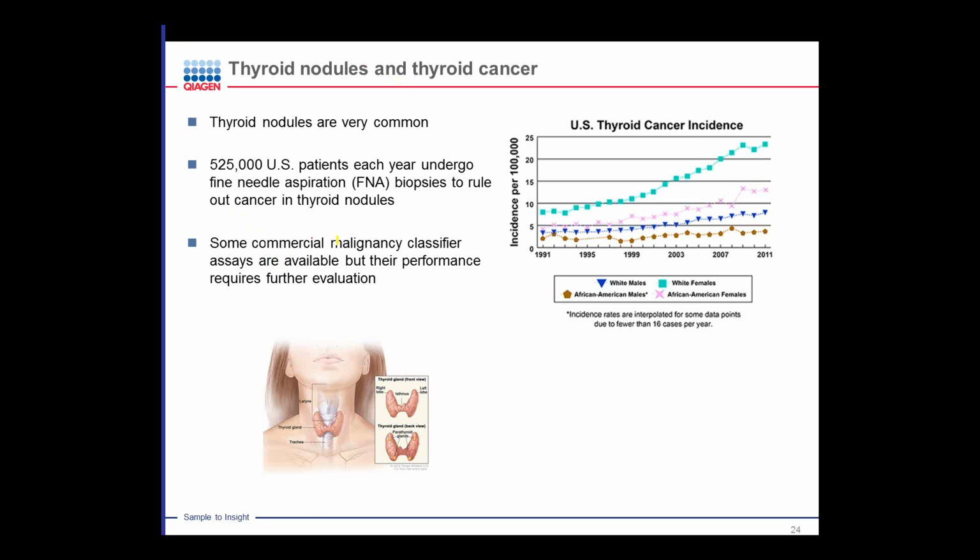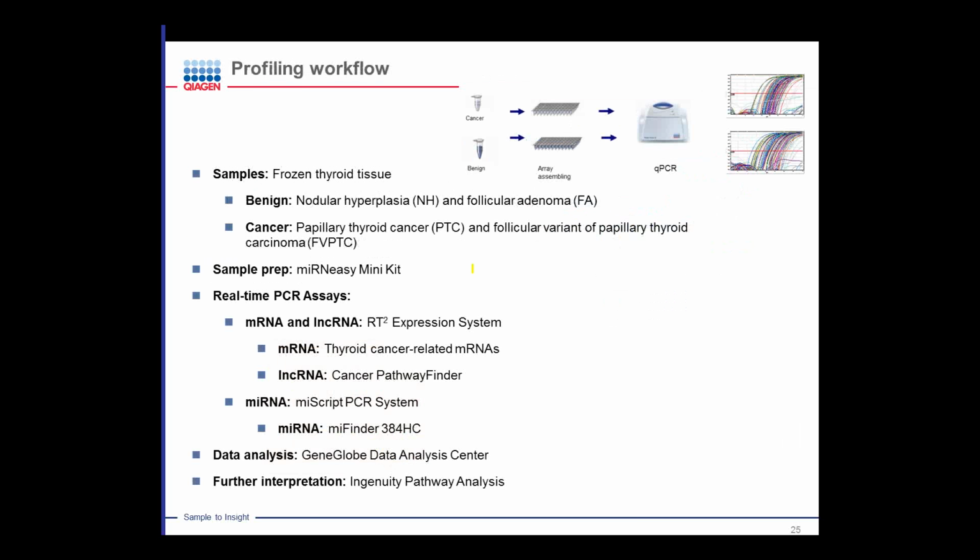There's been some attempt at developing a commercial classifier assay, but it's really sort of in the development phase. So we thought it would be interesting to look at this material and ask whether it's doable to look at mRNA, long non-coding RNA, or microRNA in these samples to see if we can distinguish benign nodules from thyroid cancer. This is frozen tissue from frozen sections. We've got a panel of benign hyperplasia or follicular adenoma samples, and then a panel of thyroid cancer, papillary thyroid cancer, and follicular variant papillary thyroid carcinoma, so normal and cancerous.